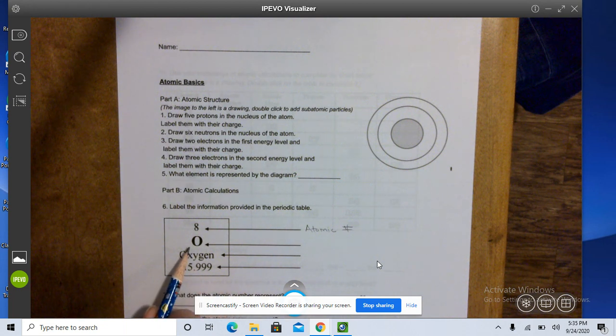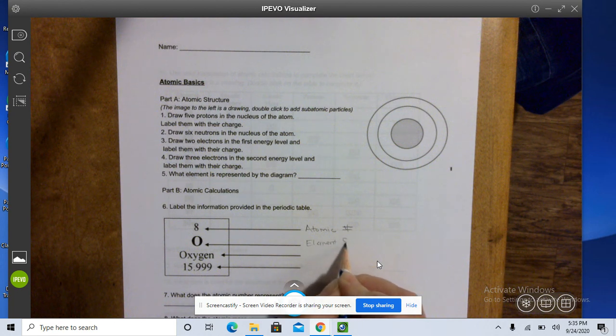The letter down below can be one letter or it can be two letters. If it's two letters, the second letter is always going to be lowercase. This is the element symbol. The next one is the element name. And then finally, you have the mass number or the atomic mass.